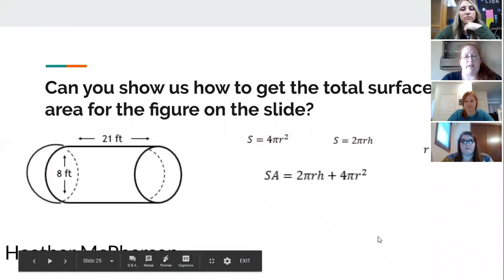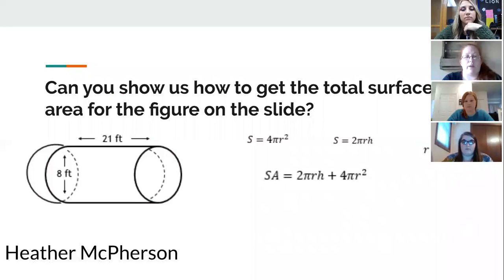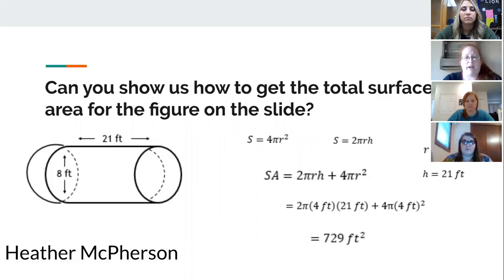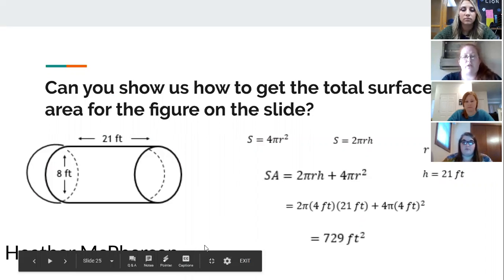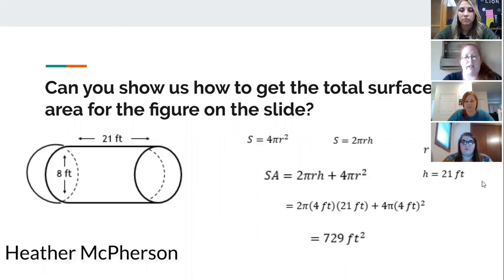And then you're going to find the radius. So your radius is going to be 4, and your height is going to be 21. So when you plug those into the equation, you're going to have 2 pi times 4 foot times 21 feet, because 4 is your radius, 21 is your height, and then plus 4 pi times 4 feet squared. So your total surface area for this figure is going to be 729 feet squared.